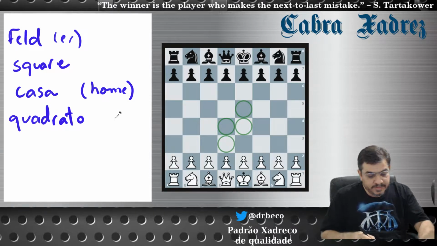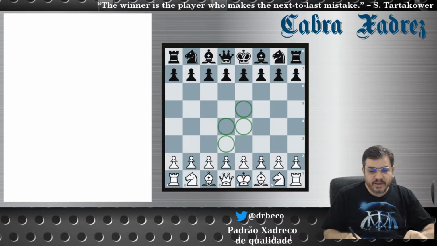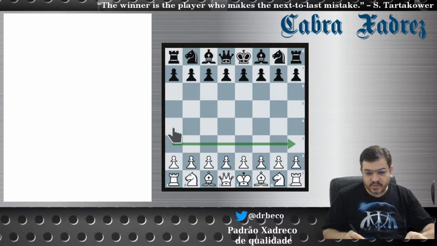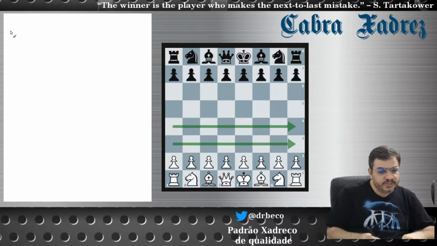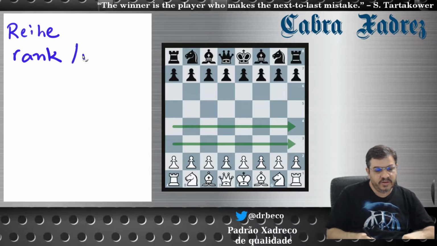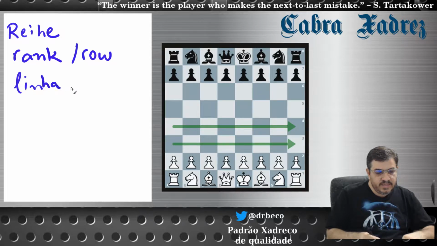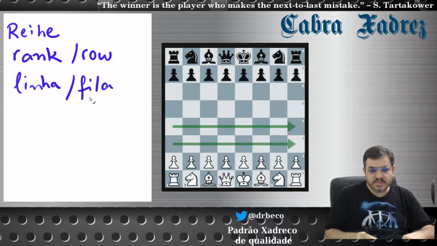Okay, next, what if we have this sequence of squares here? So these have an important name. In German it is Reihe. In English it is the rank, or you can also say row. In Portuguese, this is the linha or fila. Fila is more useful. And in Italian, it is the riga, or also fila.